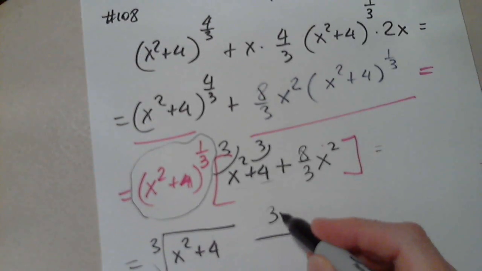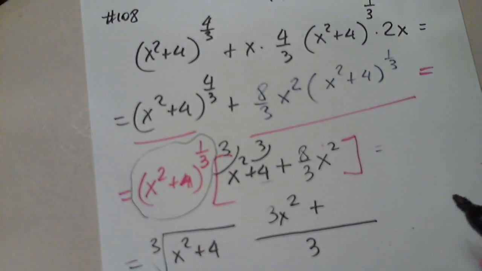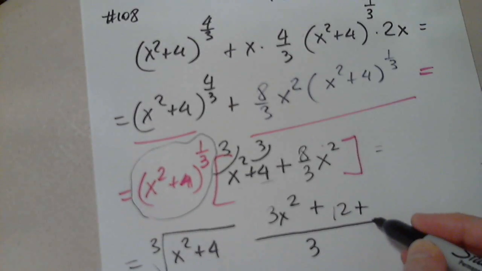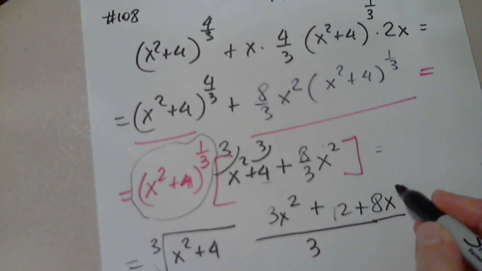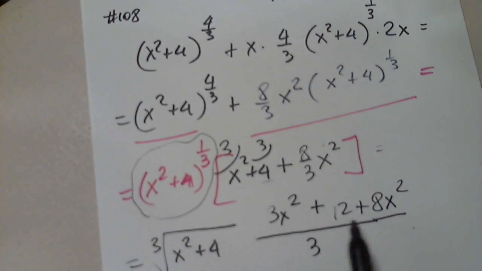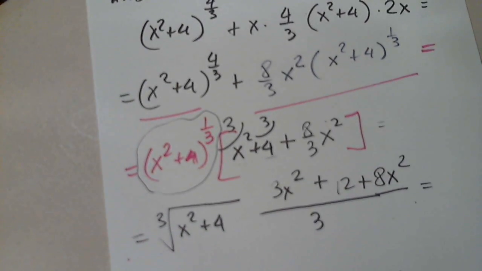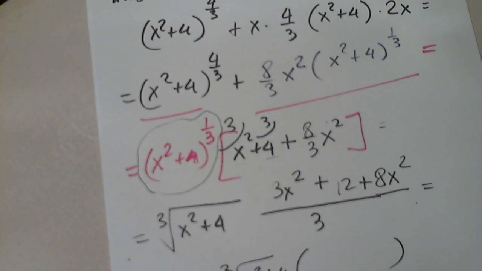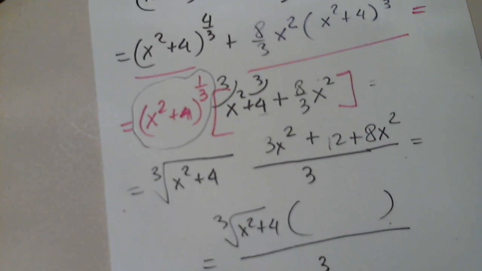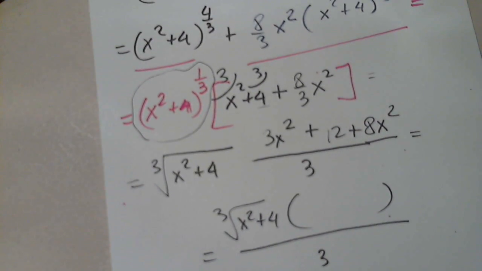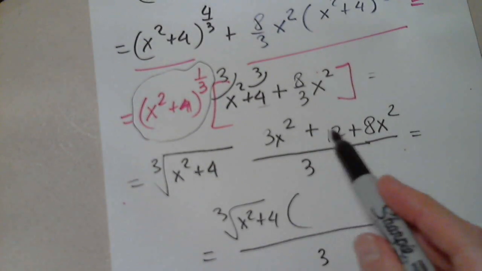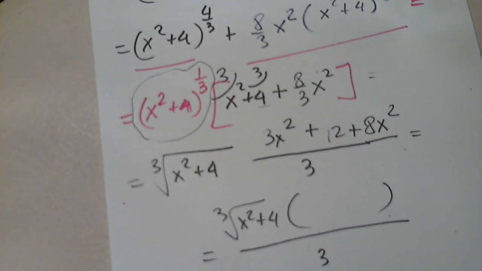3x squared. Thank you, Axel. Plus 12. Yes, plus 8x squared. Brilliant. I only have to combine these two, and it's done. So the cube root of x squared plus 4, what do we have? And divided by 3. Do not attempt anything silly here. Do not try to simplify 3 with any term from the top. That would be a terrible mistake.